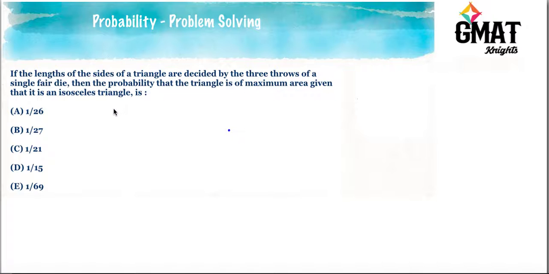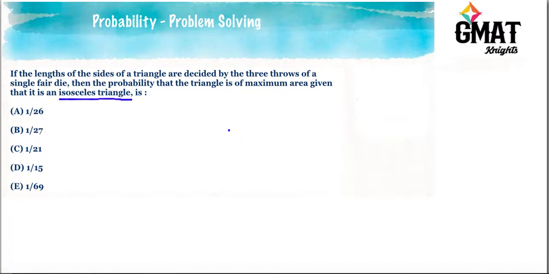Okay, so there are a few things that we need to keep in mind. The triangle has to be an isosceles triangle, right? Meaning two sides of the triangle have to be of same side length, right? Second thing is that the side lengths are determined by throwing a single fair die, right? We know that a single fair die has six faces numbered from 1 to 6. So the length of the sides of these triangles have to come from 1, 2, 3, 4, 5, 6, right? Depending upon what those three throws are.